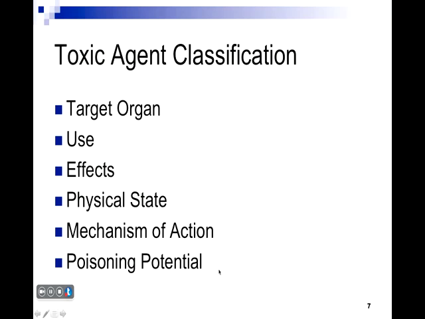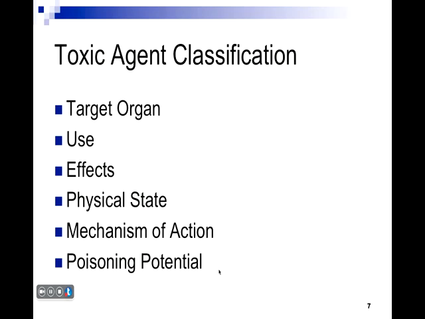The next is physical state. And we'll be using this as we get into some areas of toxicology. Is it a gas? Is it a vapor? Is it an aerosol? And each of those may have unique toxicological properties. Most people who practice toxicology will classify by mechanism of action. This is an inhibitor of this particular type of enzyme. And that's kind of the language that toxicologists use among themselves.